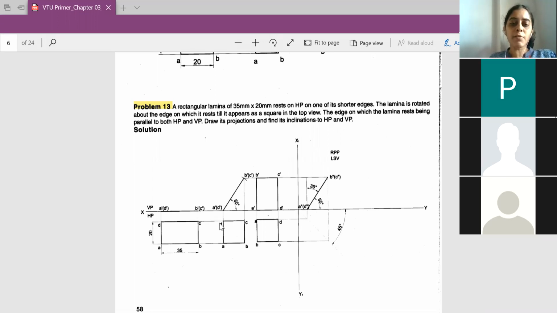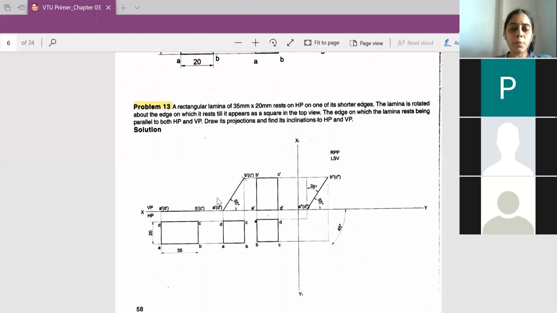A is visible if you see from down. So A dash is outside the bracket. D will be hidden because it is on the same line. So D dash you put it in the bracket. Similarly, B will be visible, B dash outside, C will be hidden and then C dash in the bracket. So you join A dash, D dash and B dash and C dash.